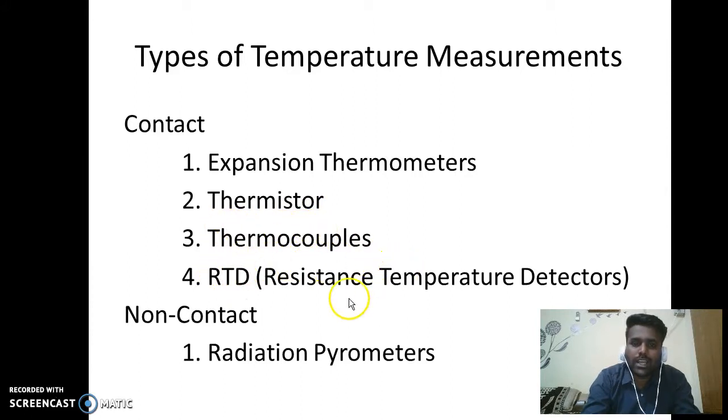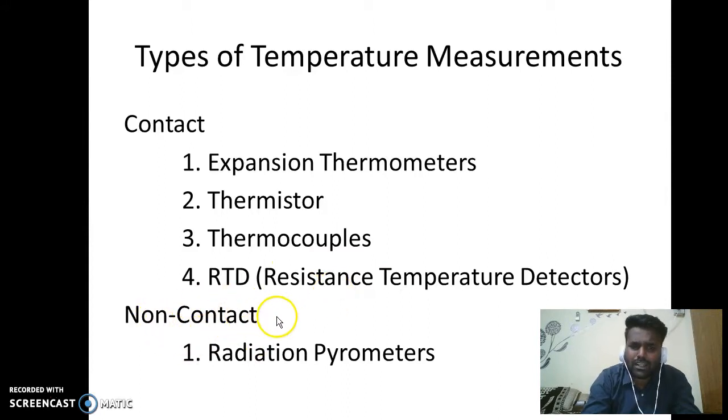And the last contact-type temperature sensor is the resistance temperature detector. Generally, these are similar to thermistors, but these are metallic resistances. So with the variation of temperature, the resistance is going to vary.